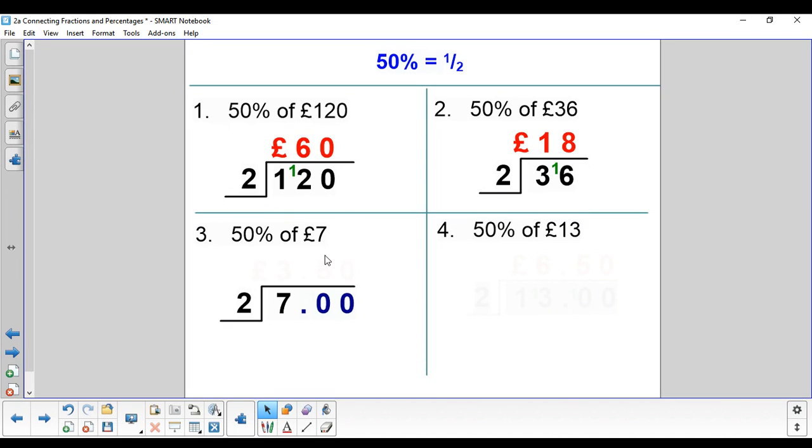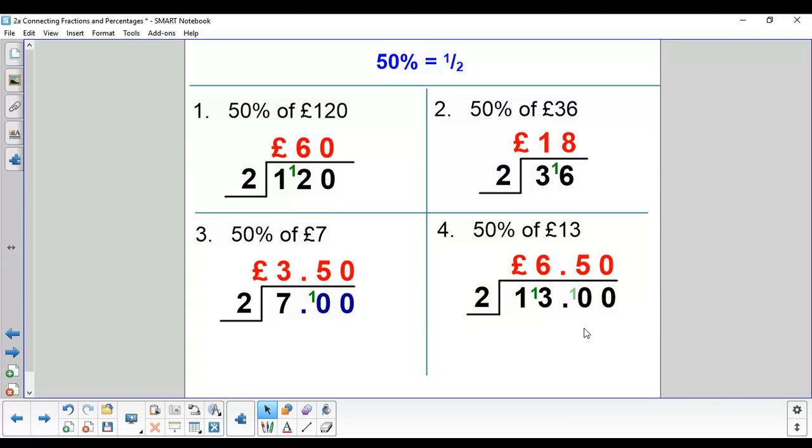Look at this one though, for £7 I don't have enough information there. I need to write it as 7.000. You might know half of £7 instantly, but I'm just showing you if you had issues with bigger numbers. 2 into 7 goes 3 times, remainder 1, and then 2 into 10 is 5. Half of £13 you might be able to do in your head, but if not, 2 doesn't go into 1, so we'll carry the 1 over. So 2 into 13 goes 6, and remember to carry the extra 1.